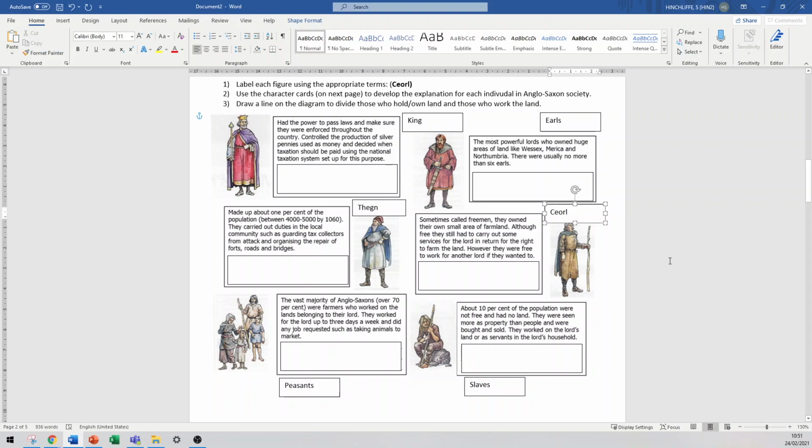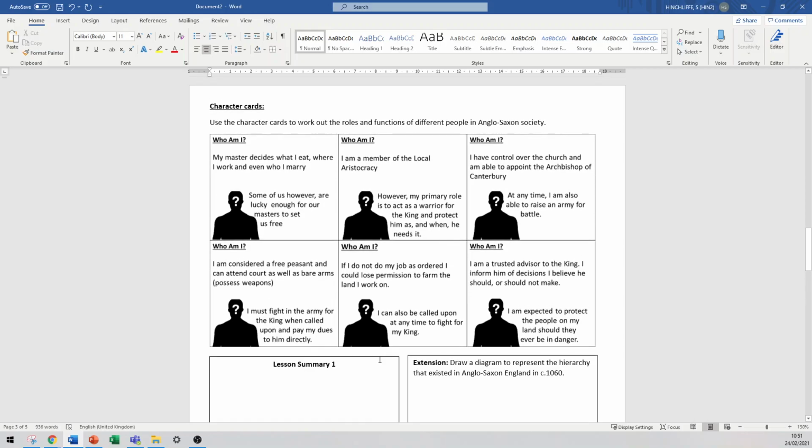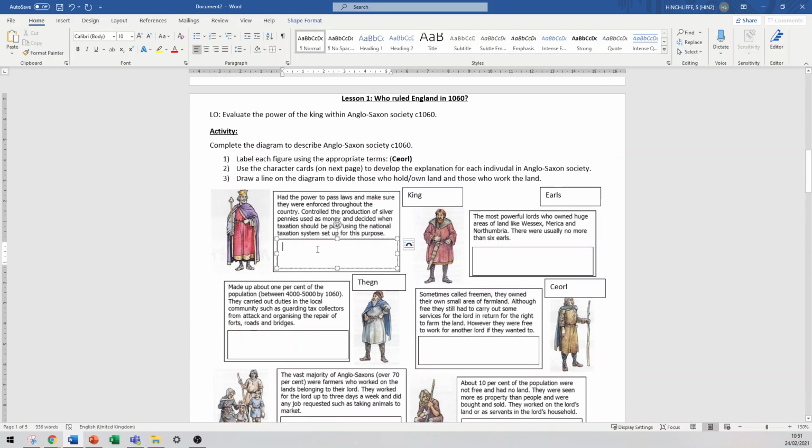Now, what you need to do next is just add a little bit more information. It's really important for you to read through the features of these different members of society, particularly the king and the earls. They're the most important of this society. But the character cards give us a little bit more information. So if we do one together, and then I'll get you to fill in the information as much as you can. There's a lot of information here. You can't fit it all in. It's just going to be about you paraphrasing a little bit. So we'll look at the king.